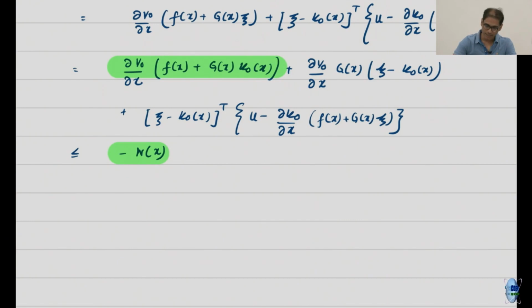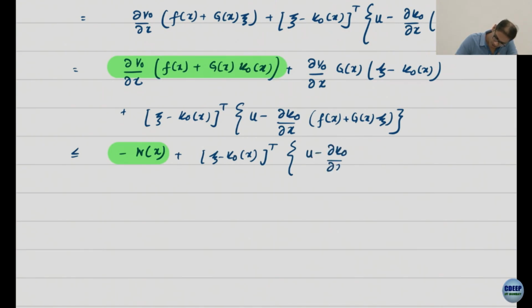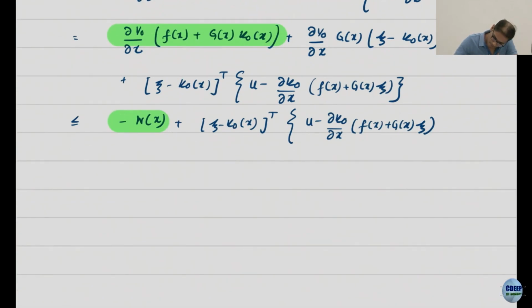So every time I get a term with psi minus k0 at the end and the same term at the beginning with a transpose, all I have to do is take a transpose. We use these tricks very frequently. So I can combine these terms: u minus partial k0 with respect to x, f(x) plus g(x) psi, and plus g transpose(x) del V0 del x transpose.